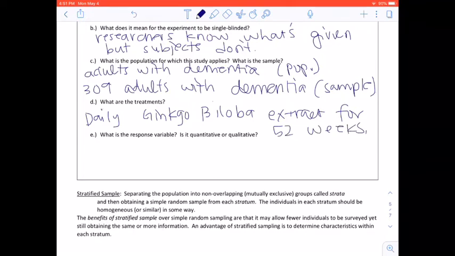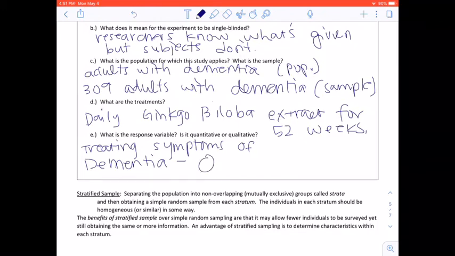What is the response variable, and is it quantitative or qualitative? What this question is about is treating symptoms of dementia. So treating symptoms of dementia. And is this qualitative or quantitative? This is probably going to be qualitative. They usually ask questions and see what they can remember in a story or something along those lines.